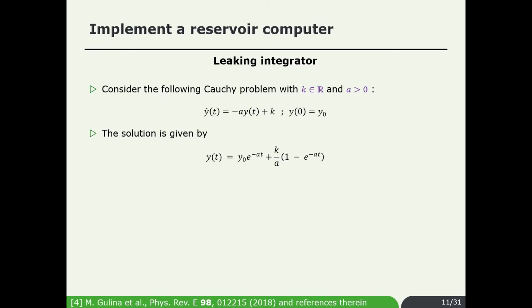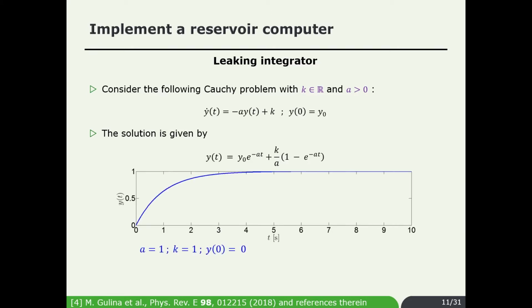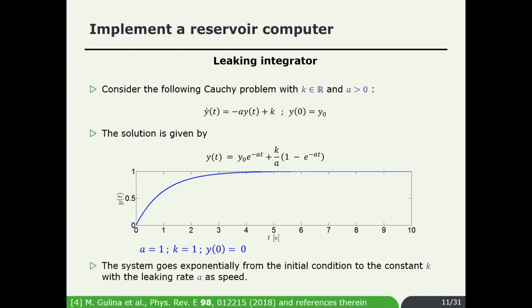One can easily understand what is behind it by considering two sets of parameters and plotting the solution over time. For the first example, set the leaking rate and the constant to 1 and start with a null initial condition. The system goes exponentially from the initial condition to the constant k with a leaking rate a as speed.